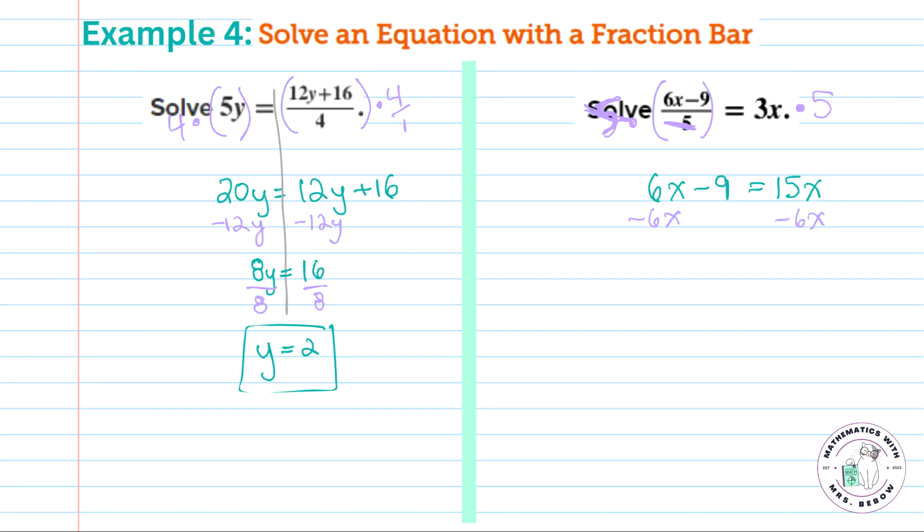We're going to have negative 9 alone on the left-hand side. 15x minus 6x would put me at 9x. And then we have one last step, which is to divide both sides by 9. And we get negative 1 equals x. And that's it for those examples. So again, if you have that giant fraction bar going on, to get rid of it, you just have to multiply by whatever it is that you're dividing by.